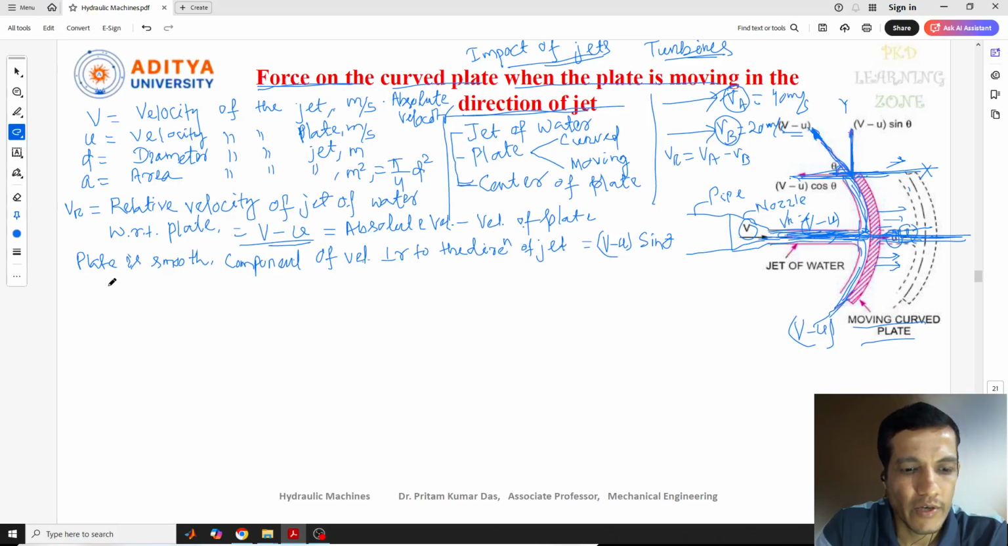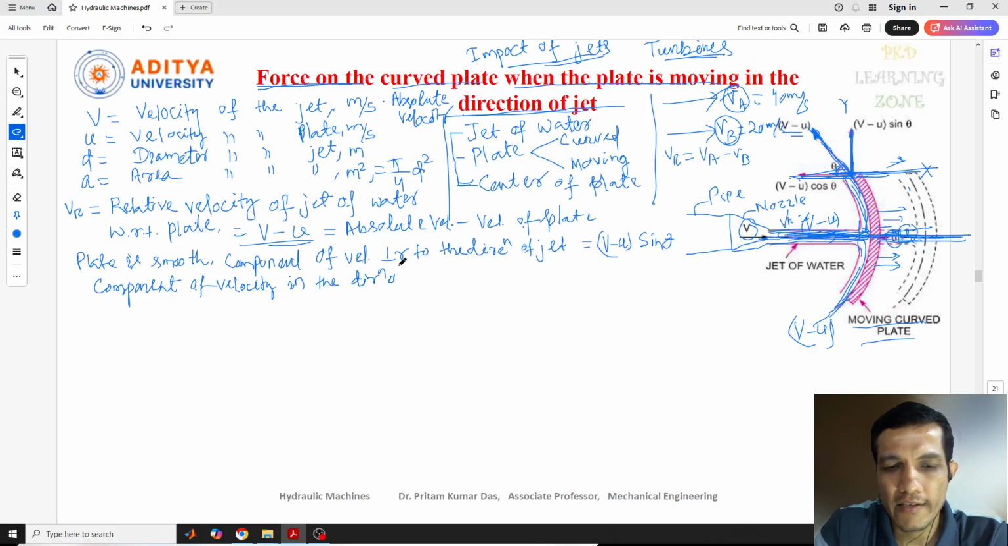Similarly, we need to consider the component of velocity. Here again we need to write two velocities. The component of velocity we need to consider in the direction of the jet, that means the x direction. In the direction in which the fluid is flowing, or the jet is moving, we need to find out the next component. That means this component of velocity we need to resolve in the x direction.